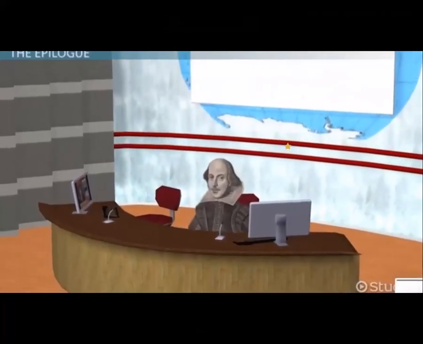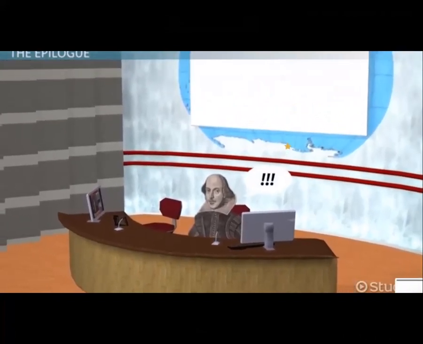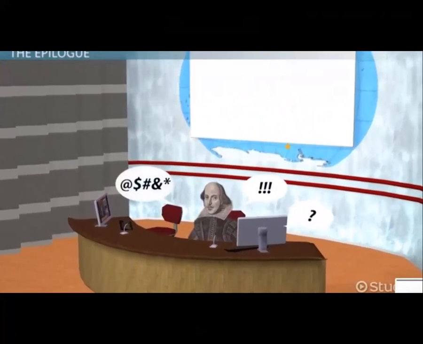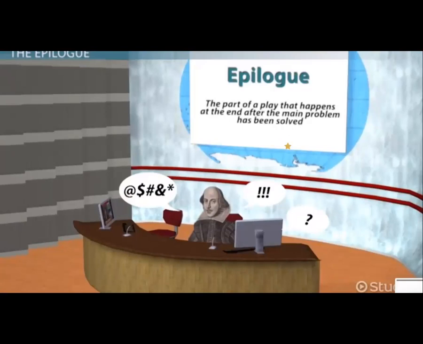In football, the post-game show happens after the game, and the commentators talk about what they learned from how the teams performed. In a play, this is called an epilogue. Epilogues are the part of a play that happens at the end after the main problem has been solved.